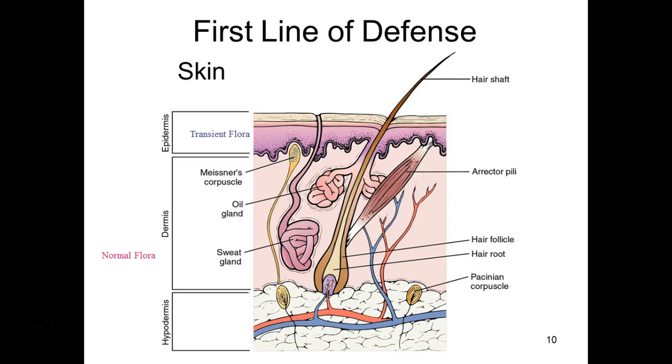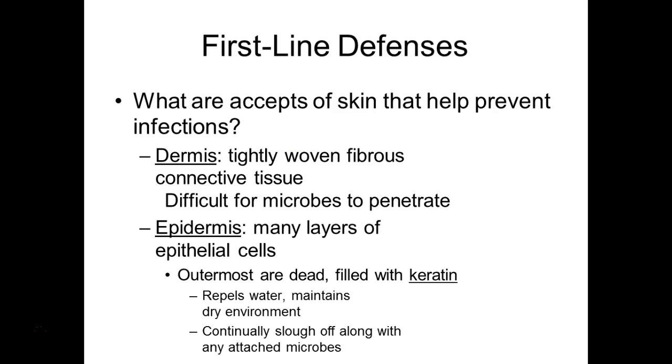So normal flora, right, these residents are more in the dermis layer, in this deeper layer. So what aspects of the skin help prevent infections? We've already mentioned a whole bunch of these, right? The dermis itself is very tightly woven, fibrous connective tissue. There really isn't any gaps, so this is really difficult for microbes to penetrate. Although one of the major openings for us is that hair follicle, right?